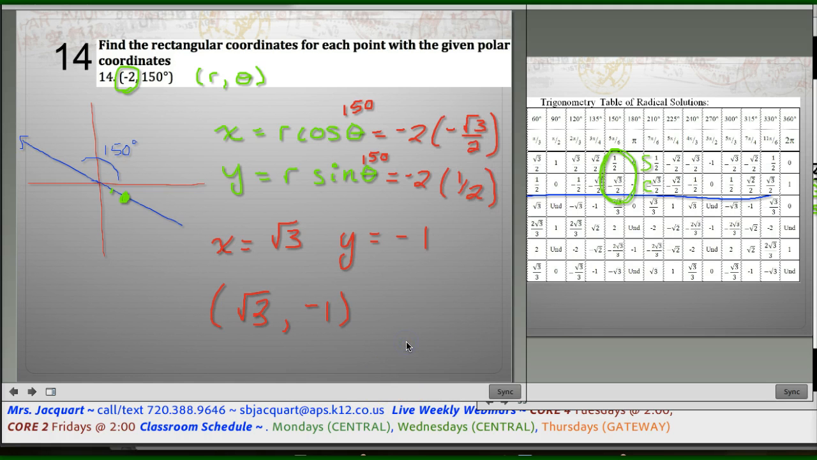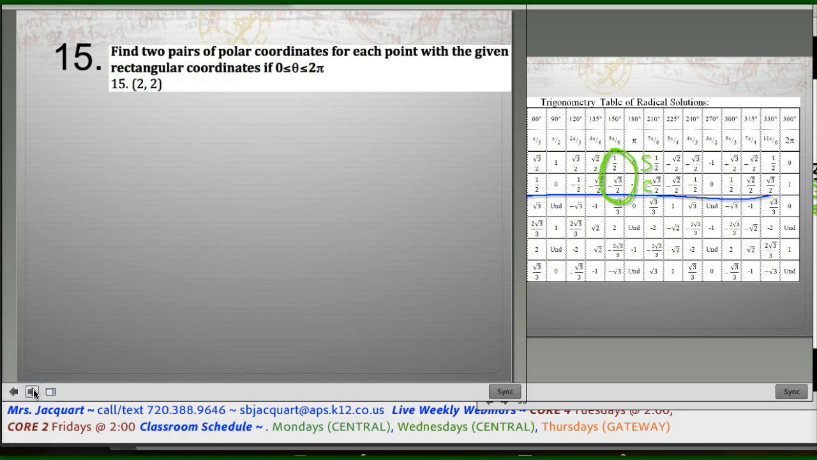Cool. Oh, I didn't have that part there. So pause and read and think of what I was talking about. Let's do number 15. Find two pairs of coordinates for each point with the given rectangular coordinates.